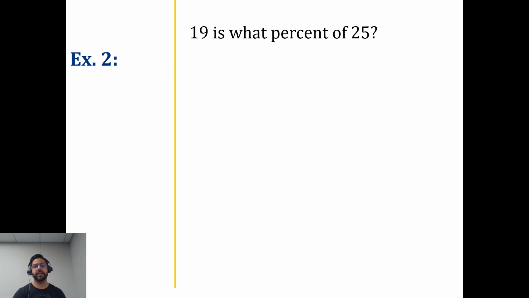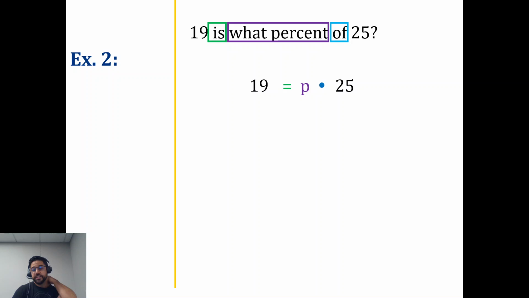All right, let's try a few more. Hey, this is a quick repeat one. 19 is what percent of 25? So you're going to set it up again as a percent equation. 19 is, equal sign. What percent? Unknown. Of 25, times 25. To find our percent, we're going to divide by 25 on both sides. The 25 on the right side will really become a hidden 1. So P is equal to 19 out of 25.